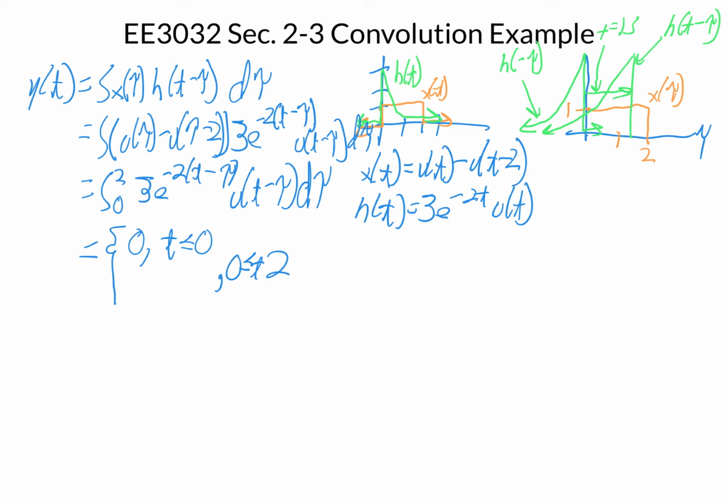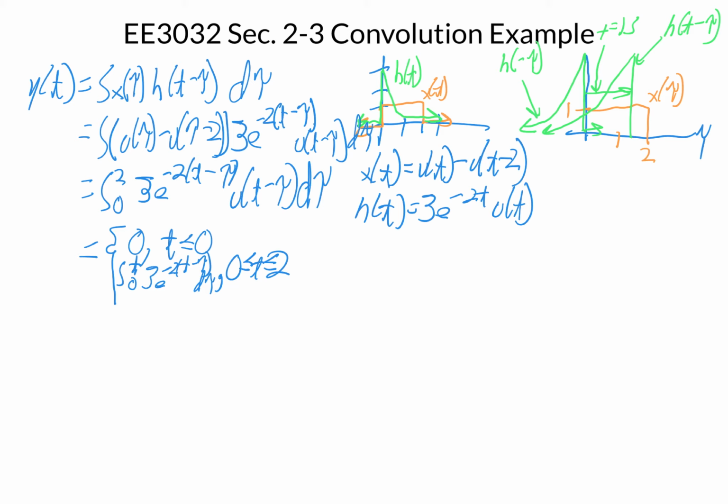So in that case, what I'm going to have from 0 to 2 is my region that I integrate over goes from 0 to t, because t is the right-hand side of the green function shifted over, and by the inequality that we have here, t is less than 2, so we know that they are going to overlap. And then the value I'm integrating is, again, 3e to the minus 2 times t minus tau, and I'm doing that integral d tau.